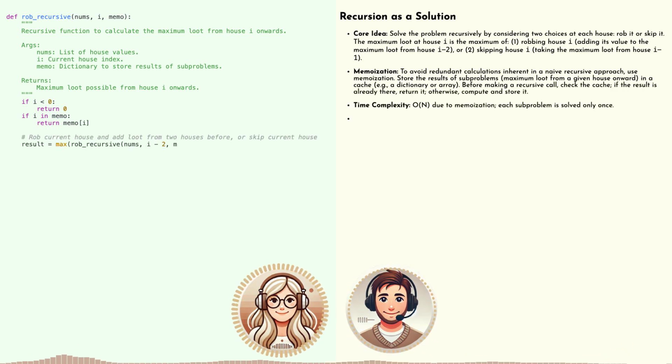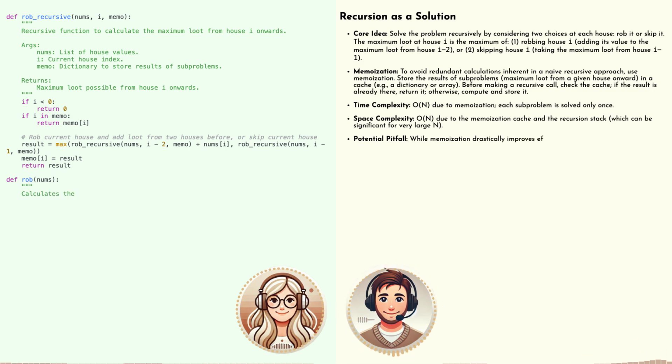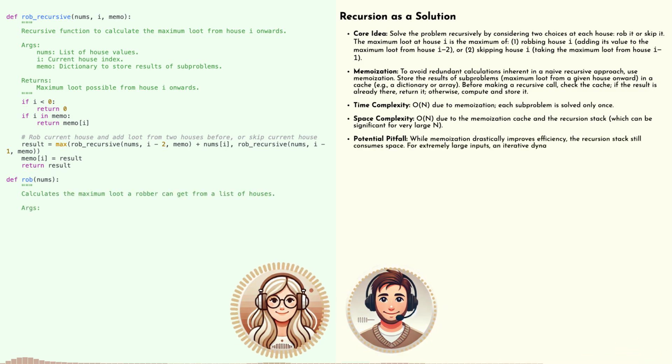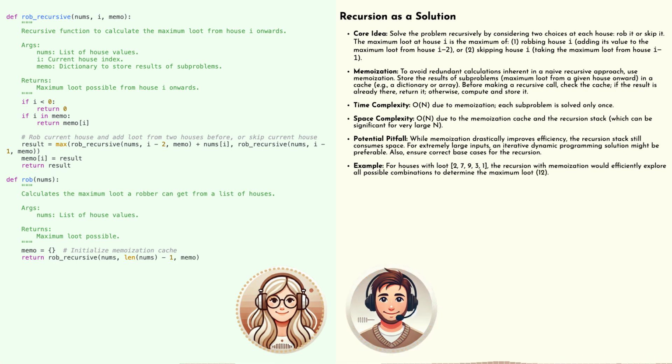If I rob this one, then I can't rob the next one. Exactly. It's like a chain reaction. There's this cascading effect where each decision ripples through the rest of your choices. So that's where the concept of recursion comes in. I've heard of that, but remind me.